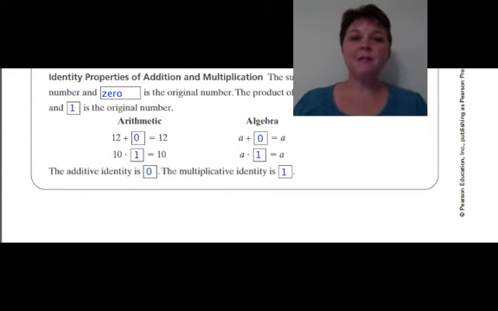Pause the video at this time if you need more time to finish this part of the notes. Don't forget to write a question. I will be checking this in class tomorrow.